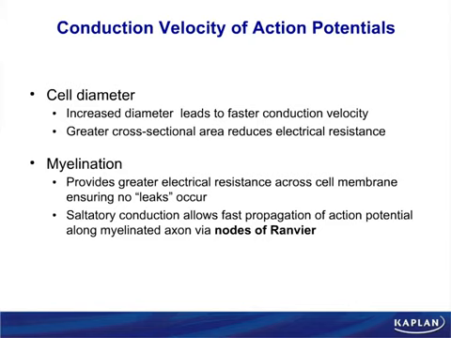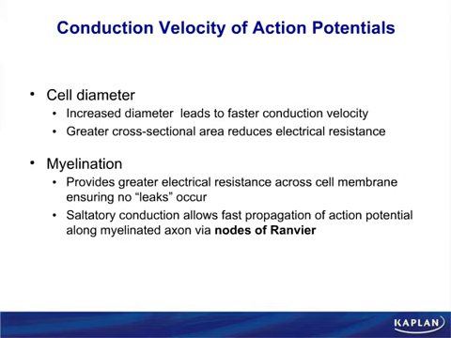The technical reason for that, or the mechanism, relates to the resistance or the electrical resistance. Big neurons have a big diameter, so they have less internal electrical resistance, and so the action potential conducts faster. If you have a small diameter neuron, it has greater internal electrical resistance, and thus the conduction velocity is less. So, conduction velocity directly related to diameter.